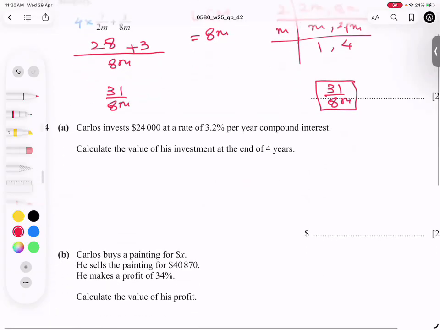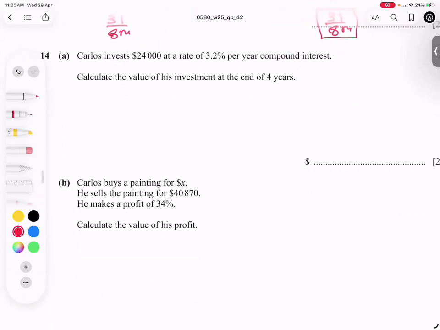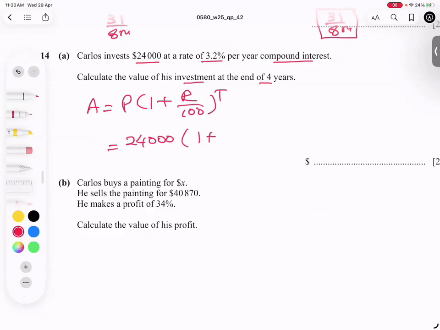Okay. Next question, number 14. Carlos invests this much money at a rate per annum with compound interest. And what is the investment after 4 years? So the compound interest formula is 1 plus R over 100 to the power T. The investment is 24,000. The rate of interest is 3.2, students. And the time is 4 years. It's just a matter of typing into the calculator. An answer is coming. 27,223. Okay.